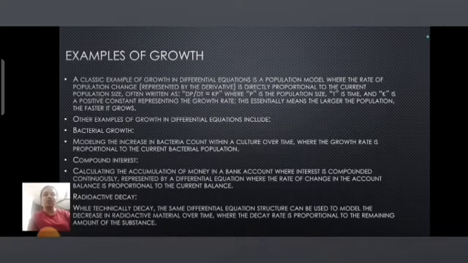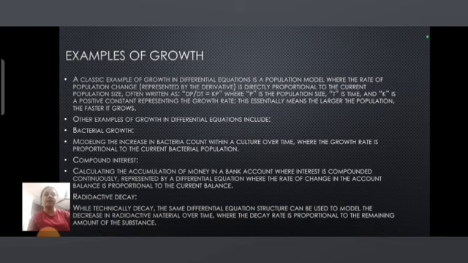Examples of growth. A classic example of growth in differential equations is a population model where the rate of population change, represented by the derivative, is directly proportional to the current population size, often written as dp by dt is equal to kp, where p is the population size, t is time, and k is a positive constant representing the growth rate. This essentially means the larger the population, the faster it grows. Other examples of growth in differential equations include bacterial growth, modeling the increase in bacteria count within a culture over time, where the growth rate is proportional to the current bacterial population.